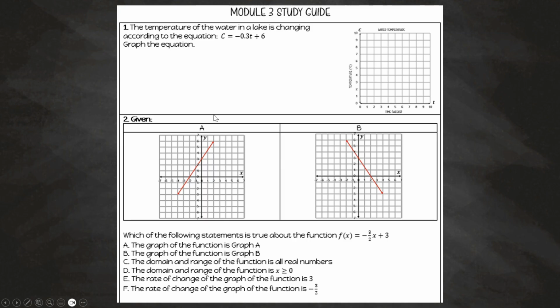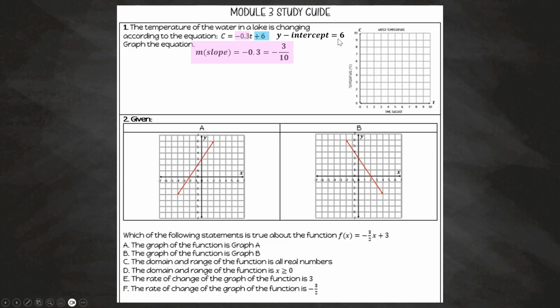All right, question number 1. The temperature of the water in a lake is changing according to the equation C is equal to negative 0.3 T plus 6. So this negative 0.3 is our slope, and we can rewrite that as negative 3 over 10. Our y-intercept for this equation is a positive 6.